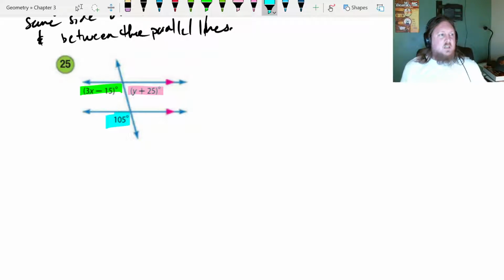So I'm going to try to see if it has a relationship to the x expression or the y expression. And for the y expression, they're on alternate sides of the transversal. So you might think, oh, maybe it's alternate interior, alternate exterior. But you might also notice that 105 is on the exterior, but y plus 25 is on the interior of the parallel lines. So there's actually no direct correlation between those two expressions.